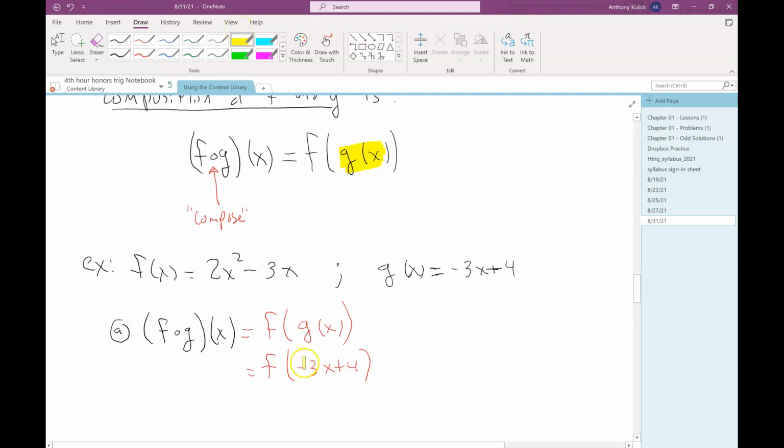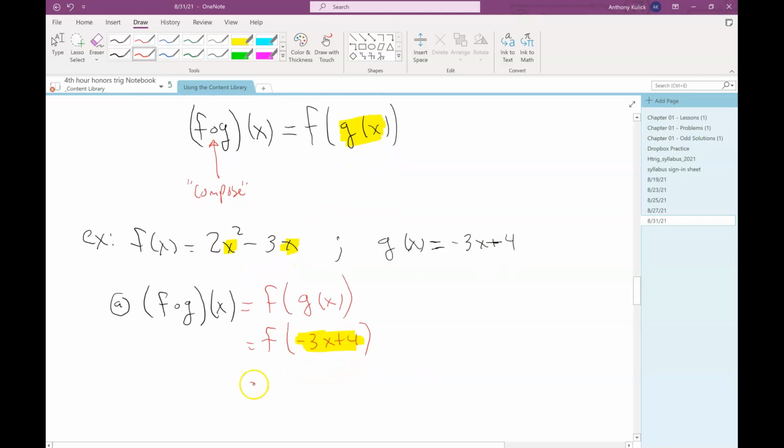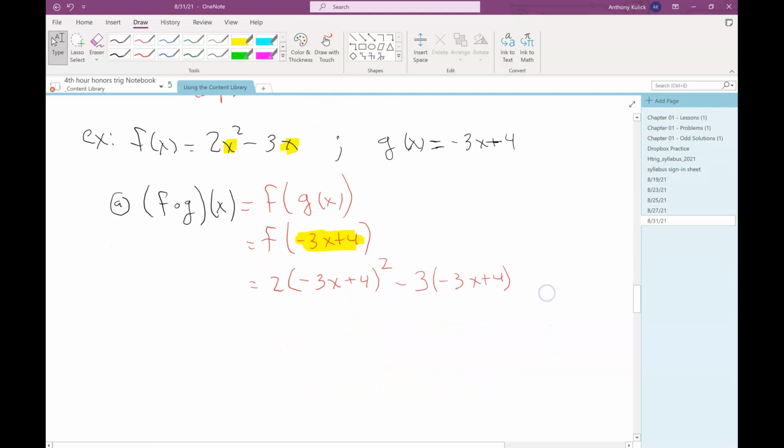From what I know about function notation, when I have a function notation, what it's telling me to do is take whatever's in the parentheses and substitute it in for my x's, right? So I'm going to write 2, and then in place of x, I'm going to write negative 3x plus 4. Then I have squared minus 3, and then in place of x, I'm going to write negative 3x plus 4. So far, so good. Okay, so the composition at this point is done.